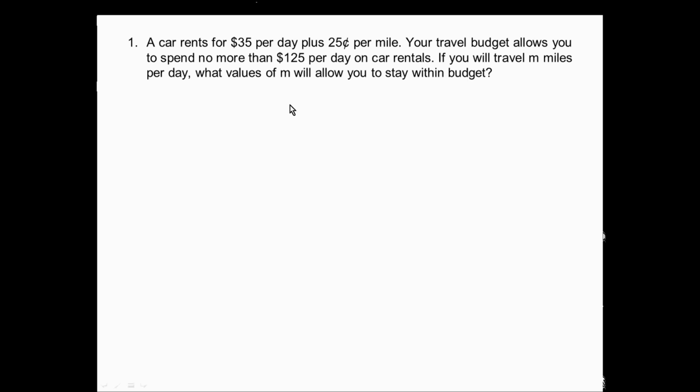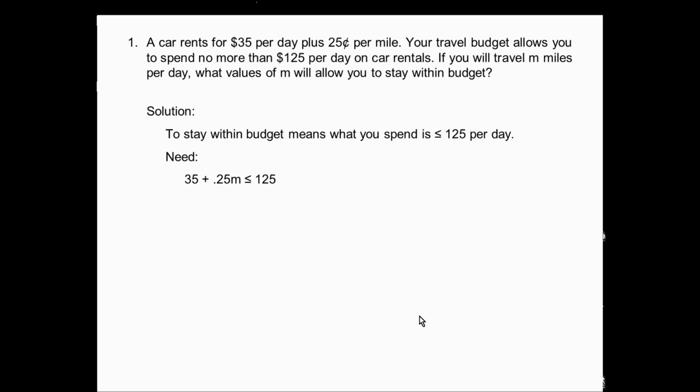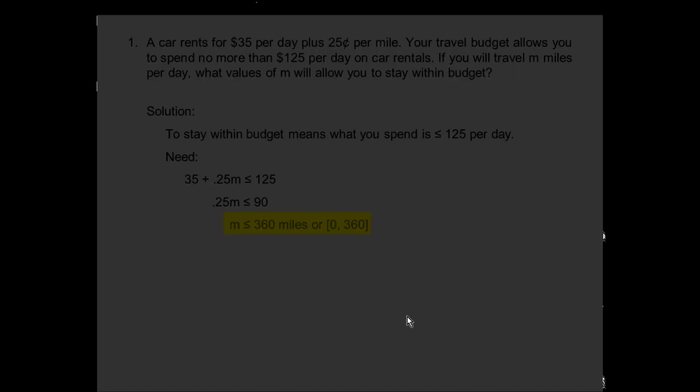So I want to spend no more than $125, so something is going to be less than or equal to $125. So $35 plus 25 cents per mile and m miles. Okay, so something is less than 125. So 35 plus 0.25, that's 25 cents, right? 0.25m is less than or equal to 125. So you are within budget. So you're solving a nice little inequality. Subtract 35. 0.25m is less than or equal to 90. Okay, divide by 0.25. m is less than or equal to 360.